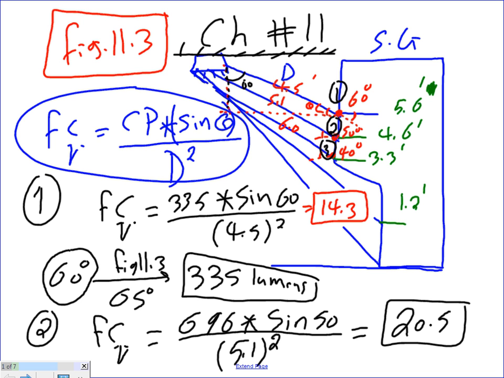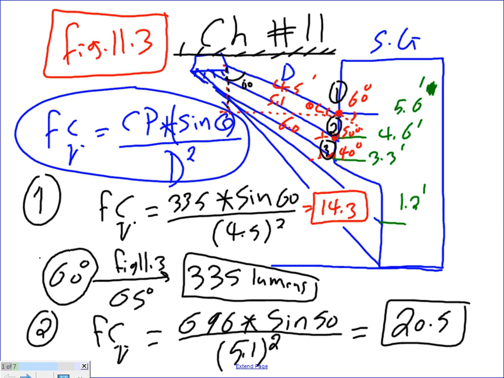Any questions about that? At the face of the switchgear, the angle is 60. The foot candle from the table, Fig 11.3, is 335. Do the math, and you get 14.5. Where did we get the 335?